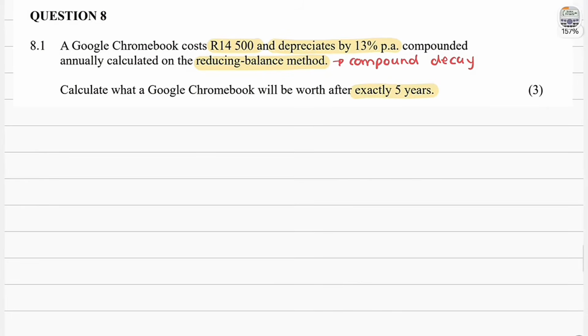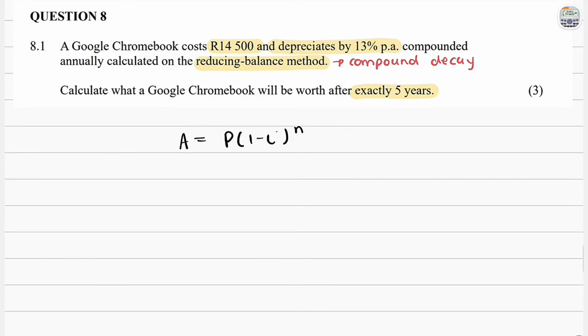Okay, so we know that we're using the compound decay formula, which looks like this. A equals P times 1 minus i, raised to the power of n. And so the amount that we're starting off with, this Chromebook initially costs 14,500. So that is our principal amount, 14,500. And then 1 minus our interest, which is 13% per annum compounded annually, so that is 0.13. And then we know that it depreciates for 5 years, so raised to the power of 5. And we can clearly see we're trying to find the value of A.